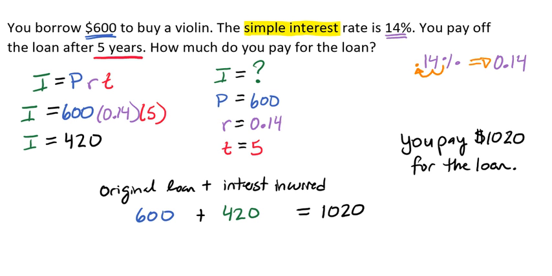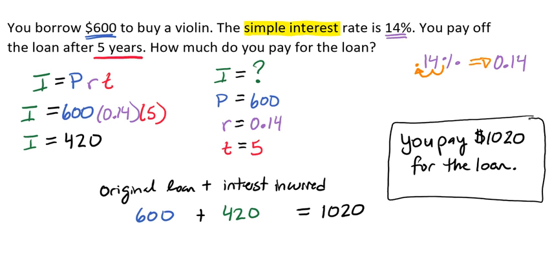So what that means is that you are paying whatever company you got the loan from $420 to let them give you $600 to use. Then you have to pay back that $600 plus $420 of interest. So your total loan is actually $1,020 is what you're going to be paying that bank or that company.